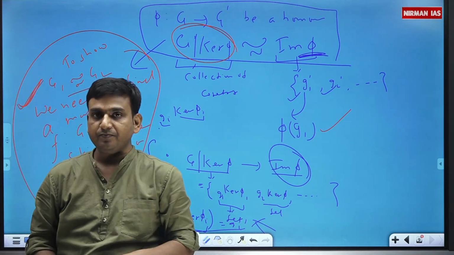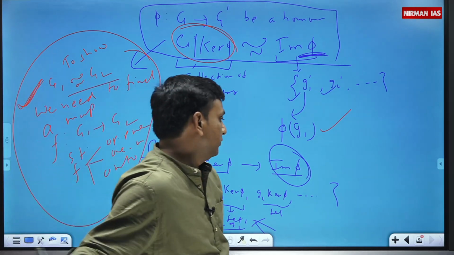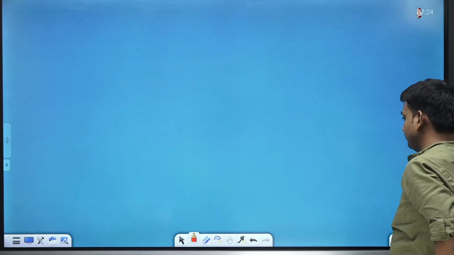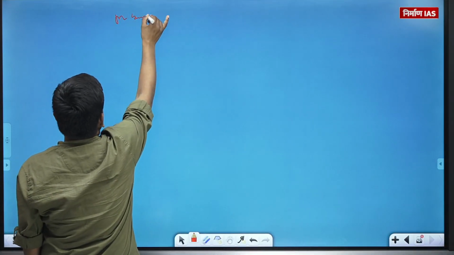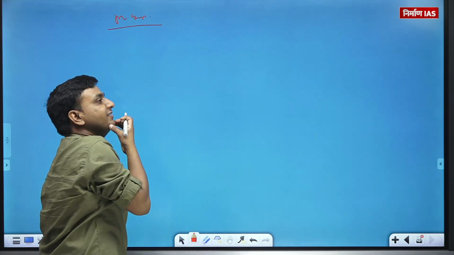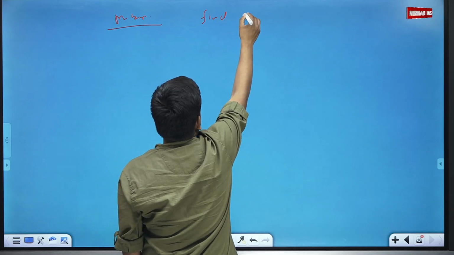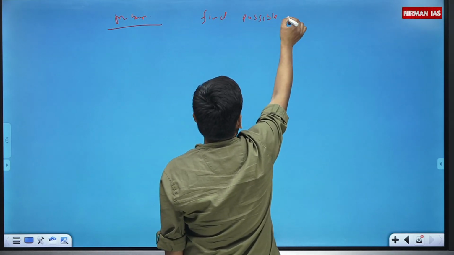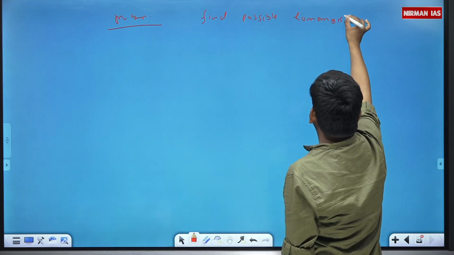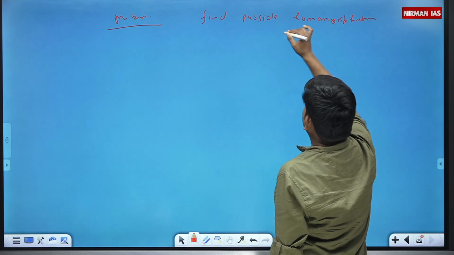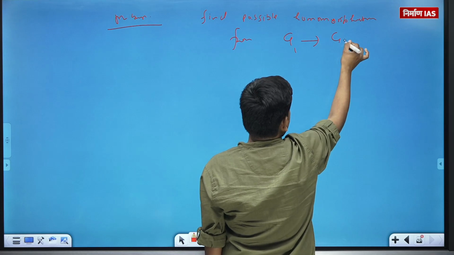Okay, so let's start. How will I be using the first isomorphism theorem? Most important part. Let's say someone says find possible homomorphisms from a group G, C1 to Z2.